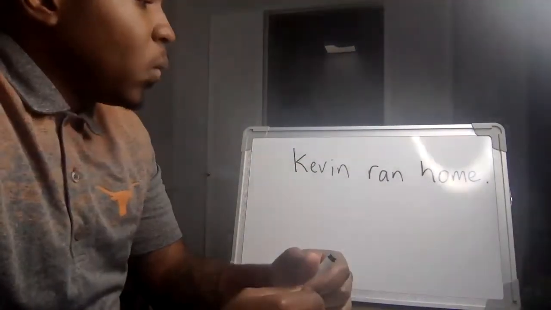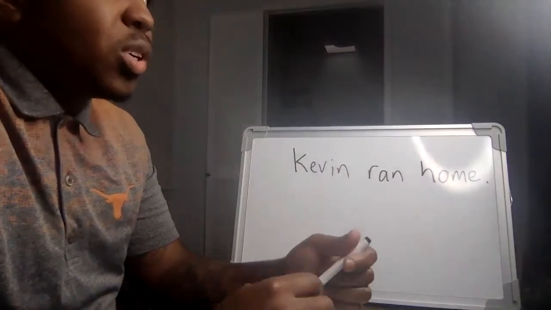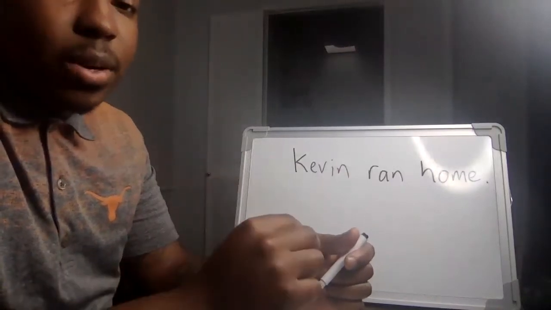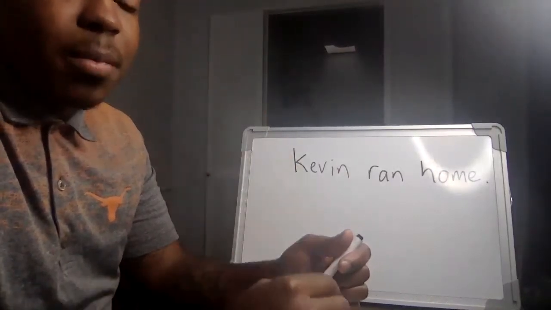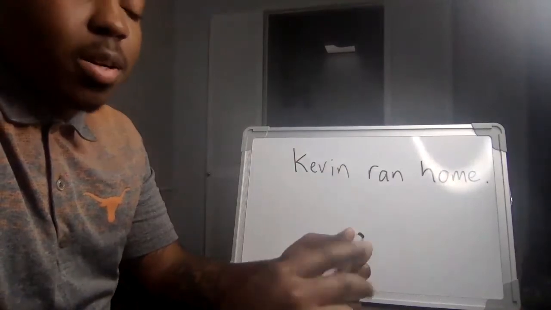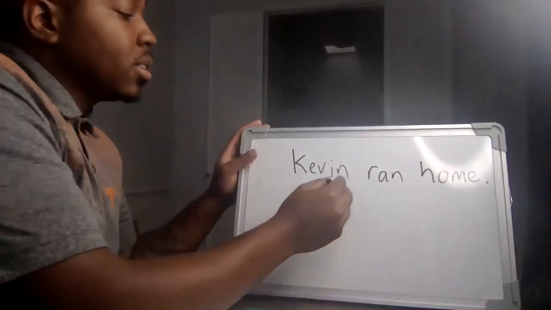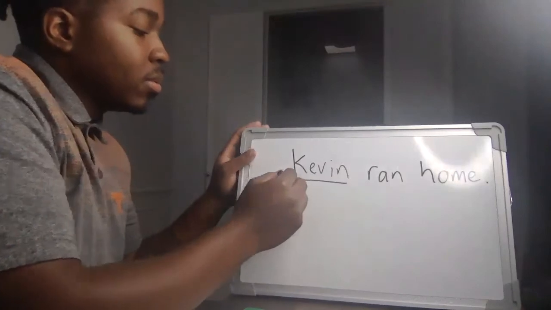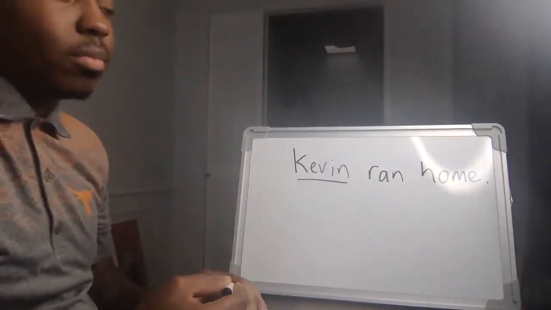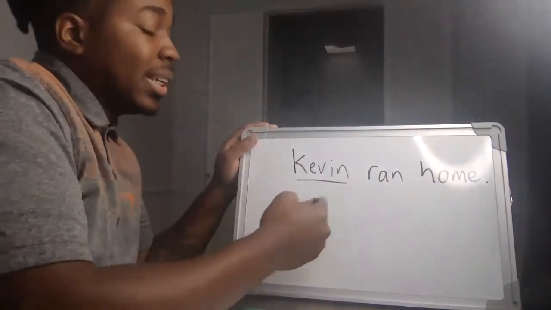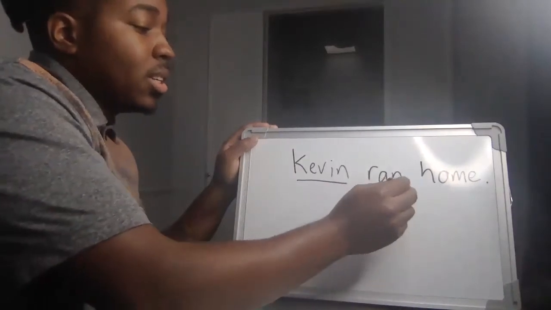So what we're going to do in this activity is we're going to underline the noun one time and underline the verb two times. So here, Kevin is the noun. Ran, the action, is the verb.